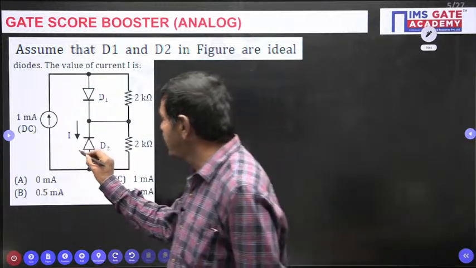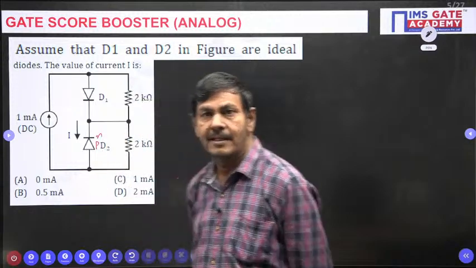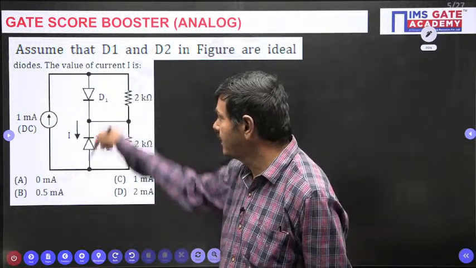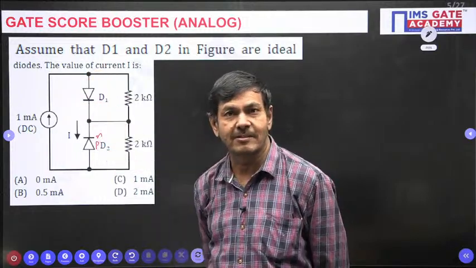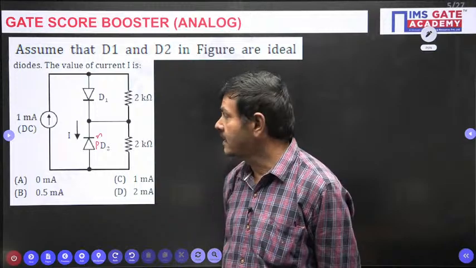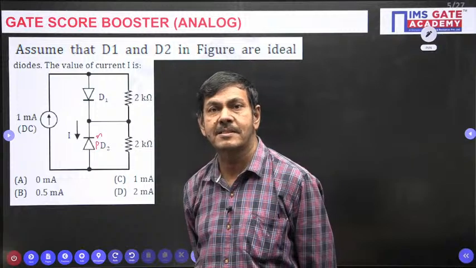But this is the p-type material, and this is the n-type material, as I already explained just now. When the current comes this side, the diode will not allow it. It is a reverse bias only. When it is reverse bias, it doesn't allow any current. At that time, the current I becomes 0.